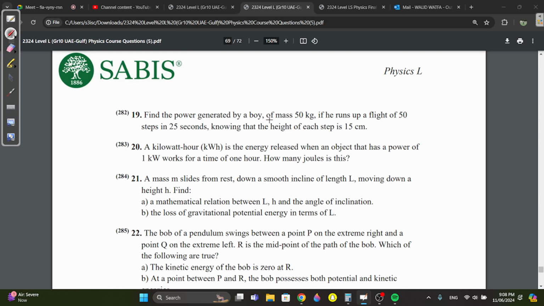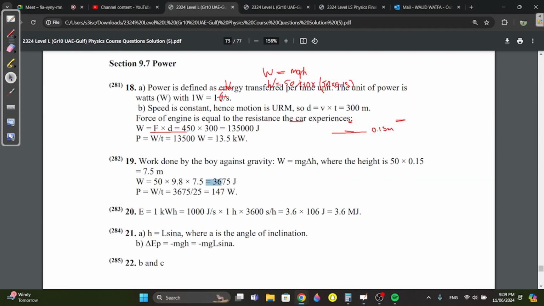Find the power generated by a boy of mass 50 if he runs up a flight of 50 steps in 25 seconds, knowing that the height of each step is 15 centimeters. So it's work divided by the time, and we know that the work done is equal to the potential energy gained. So we can do mgh, so 50 times 10 times the height. If each step is 15 centimeters, that is 0.15 meters, and we have 50 steps, so 50 times 0.15.